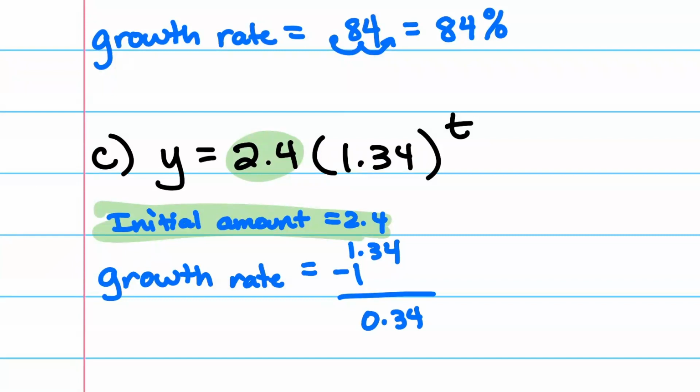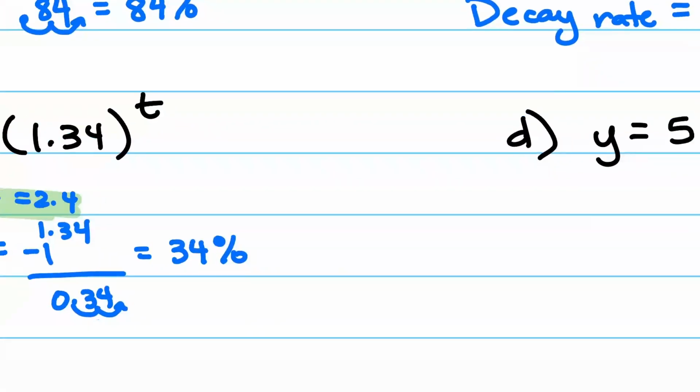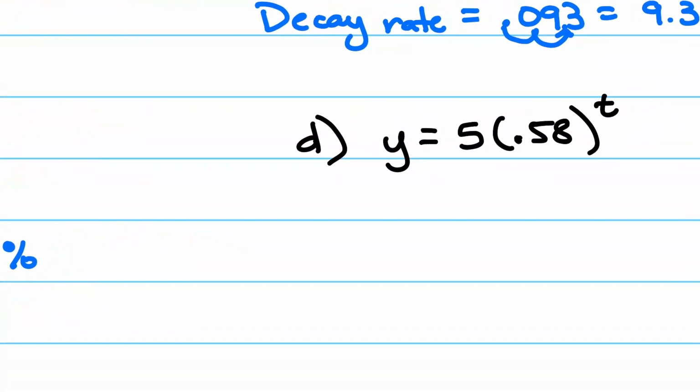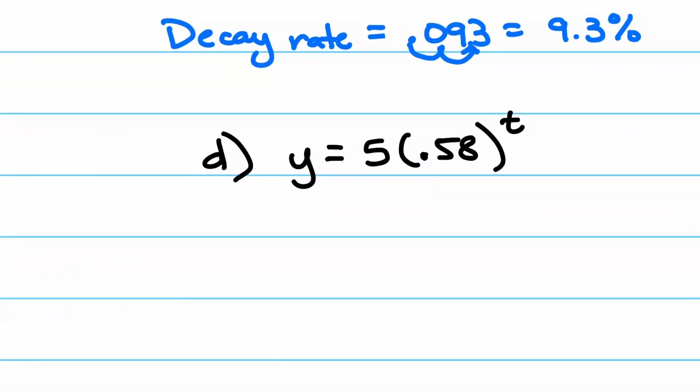But remember, 0.34 is a decimal. I want it as a percentage. I'm going to move that decimal 2 times to the right. And the answer I get is a 34% growth rate. All right, hopefully that wasn't too bad. Unfortunately, the next one is going to be a little bit worse, but I'll try to do my best to explain it to you. Just like always, the initial amount shouldn't be too bad.